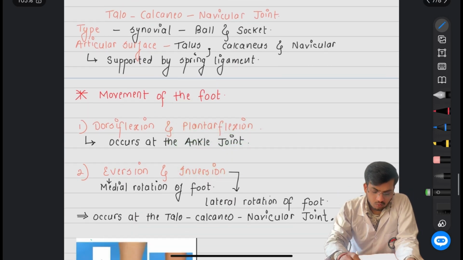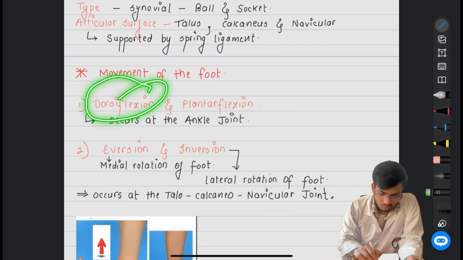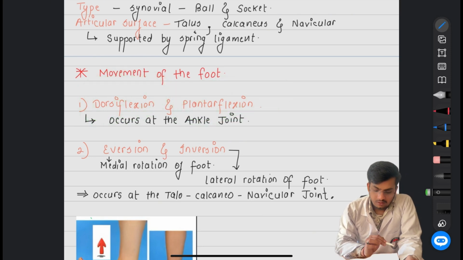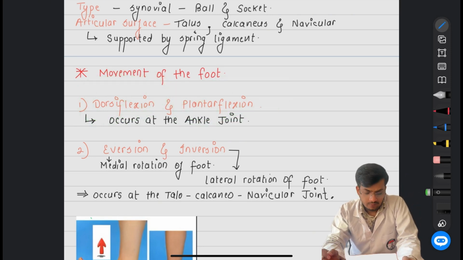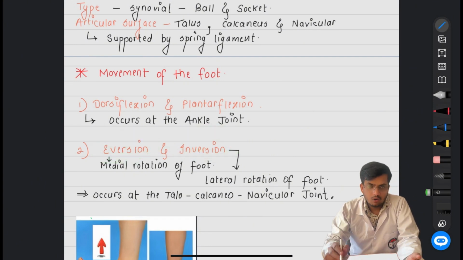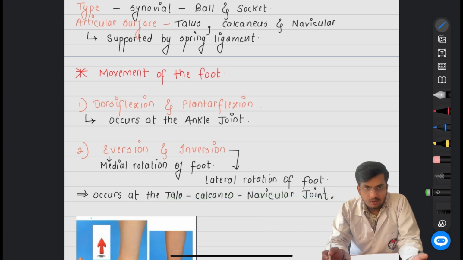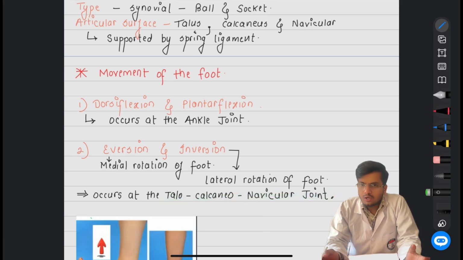Next, we have the movement of the foot. Movements like dorsiflexion and plantarflexion occur at the ankle joint. Then we have eversion and inversion that occur at the talocalcaneonavicular joint. So what is eversion? Eversion is the medial rotation of the foot, and inversion is the lateral rotation of the foot.